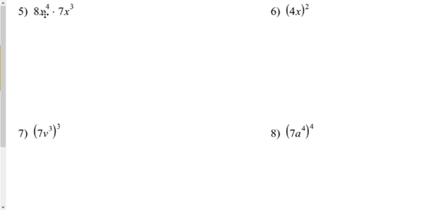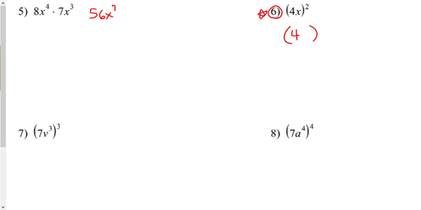8 and 7 would be our coefficients, so multiply them and we'd get 56. Add up our exponents and we'd get 7, so x to the 7th. Everybody's happy there, so it stays the same. And now we get to a new type of problem. It's a power raised to another power here.